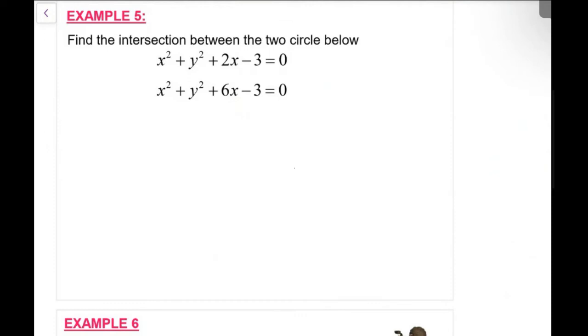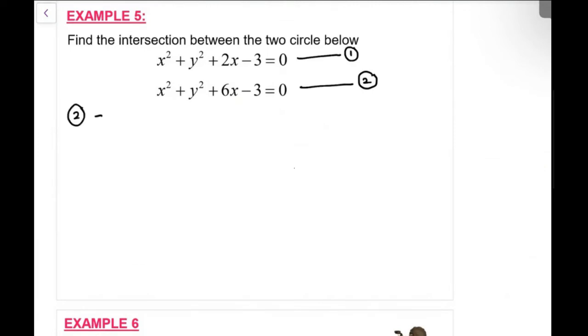Next part, we have to find the intersection between two circles. So given these two equations, we have to find the intersection. In this case, you won't have any other choice but to perform simultaneous equations. So I just label the first circle as the first equation and the second circle as our second equation. In this case, it is easier for you to use the elimination method. Up to you whether you want to use the substitution method, but it is a bit tedious.